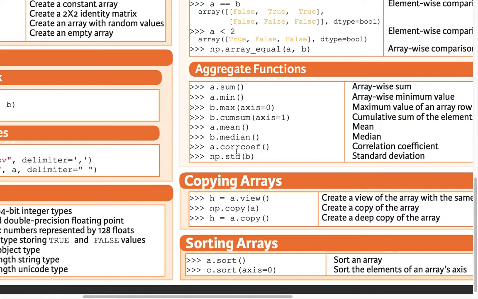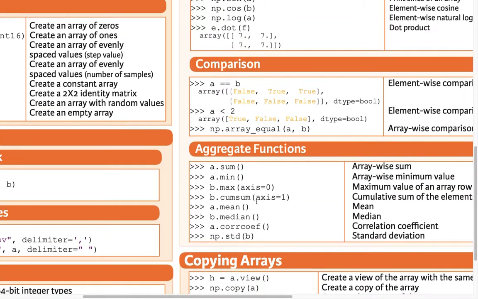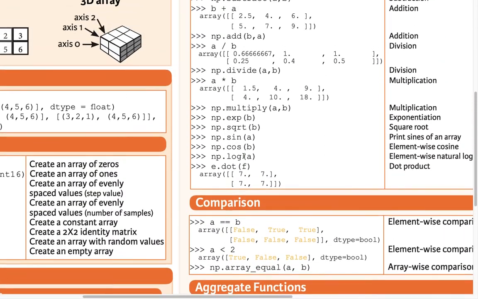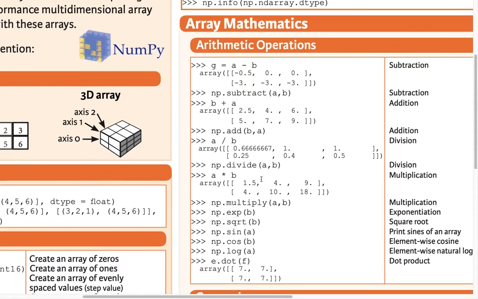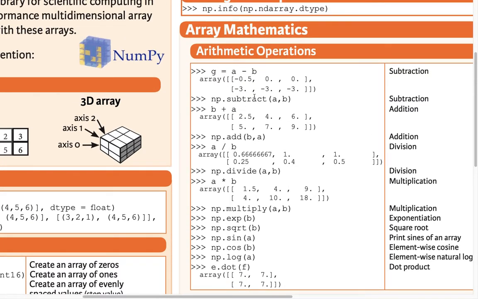Now we'll see the standard deviation and these functions. We'll see copying arrays, sorting and viewing arrays now. Sorting arrays we will also see now. Comparison we will see, and till now we have seen that exp of something will give exponentiation. Similarly, square root, cos, log. Dot is particularly the dot product we saw yesterday, right? And you can divide, add, subtract, anything like this.